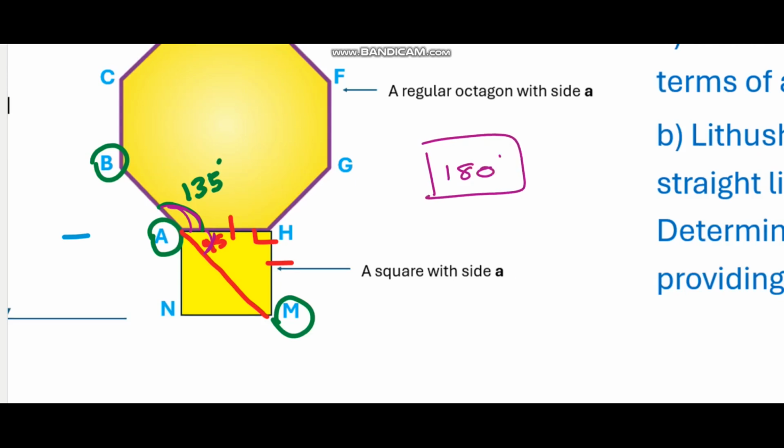So BAM is in fact a straight line and Lithuanian is correct.